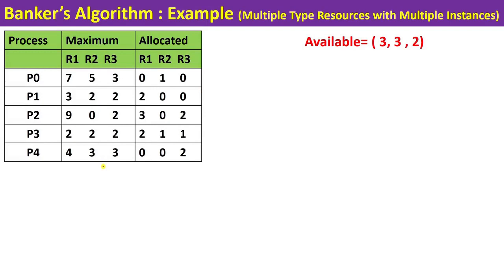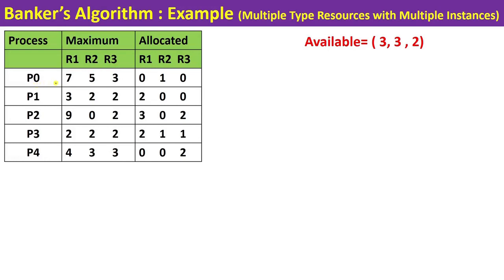Now in this video we will be applying the banker's algorithm, or the safety algorithm, in this question. Here we do not have only one type of resource. We have 3 types of resource: R1, R2, R3. These are different types of resource. Let's say R1 is the printer, R2 is the CD-ROM in our computer, and R3 is, let's say, magnetic tape drives.